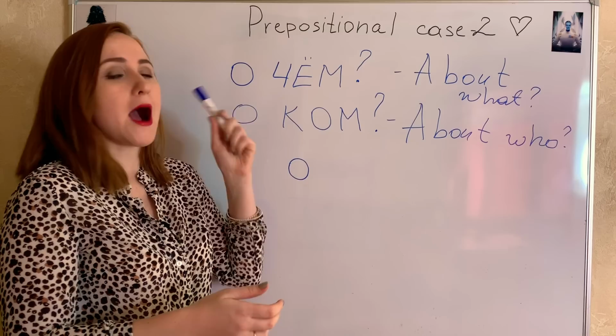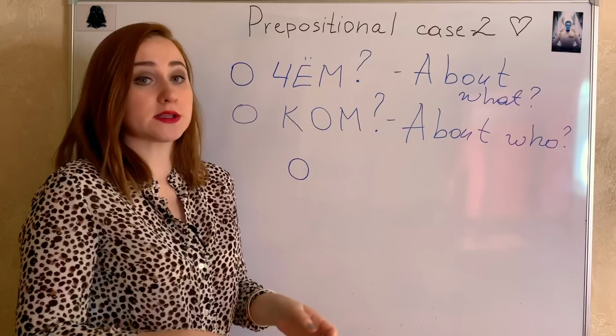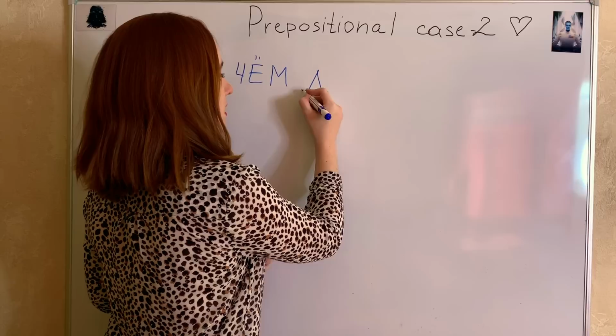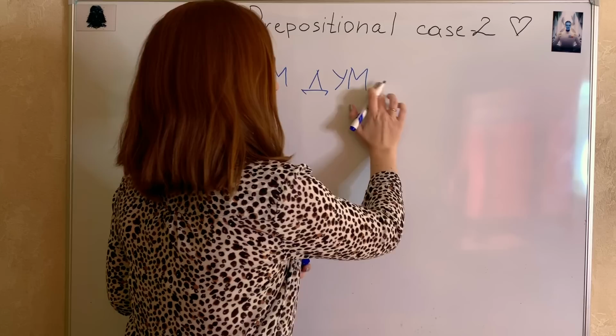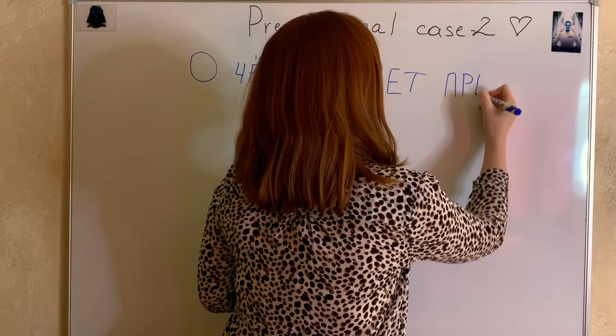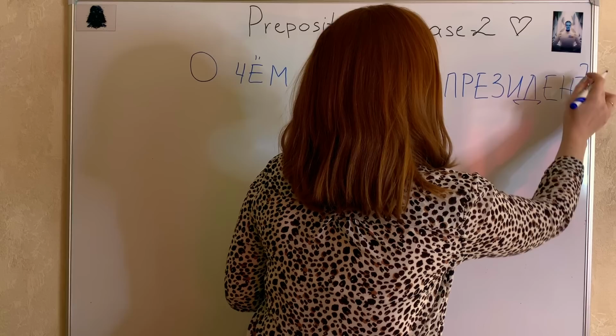So this is when you use the endings of the prepositional case. Now let's have a look at several examples. For example, о чём, I hope you are writing it with me, о чём думает. Do you remember this verb? Думать, to think. Думает. О чём думает? Президент. President. Oh, I'm running out of space here. О чём думает президент?